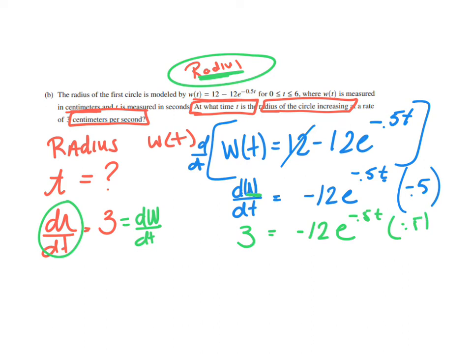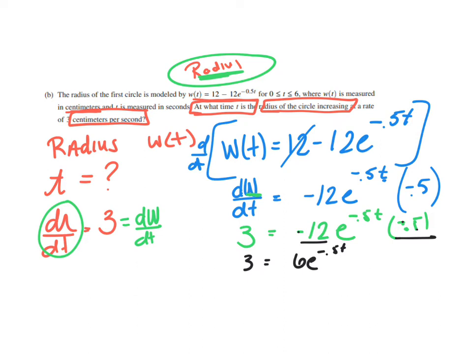Remember, e is a number you should know. So I'm just going to clean this up. Negative 12 times negative 0.5. So negative times a negative makes a positive. 0.5 is really half. Half of 12 is 6. So I have 3 equals 6e to the negative 0.5t. To get that t by itself, I think is fairly nice.